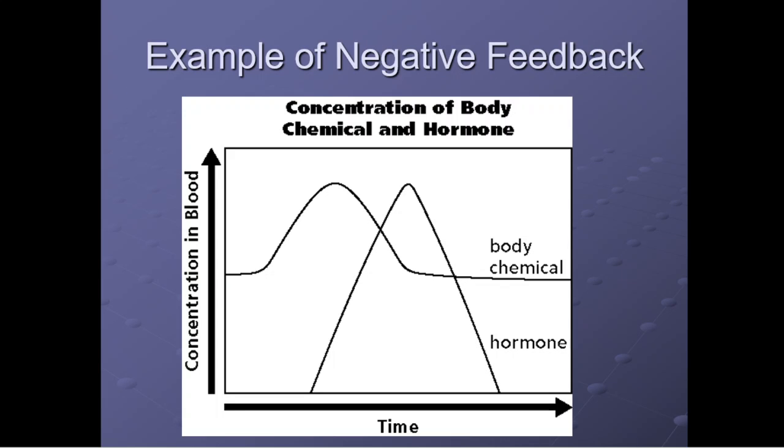So here's an example of a negative feedback. Here's our hormone going way up, and we need it to go up, but once we get it, then we want it to go back down, and that's when the production of our hormone also goes down.